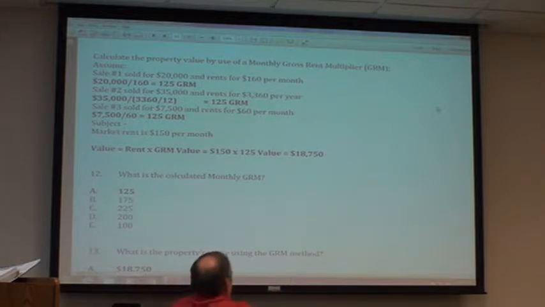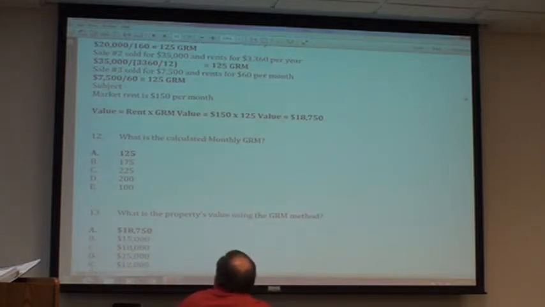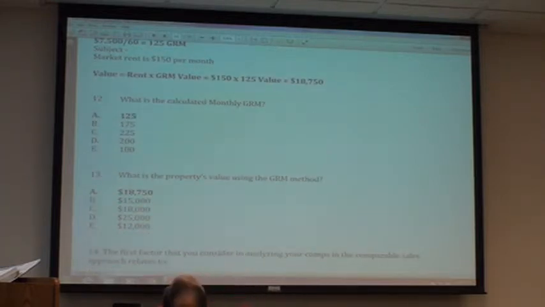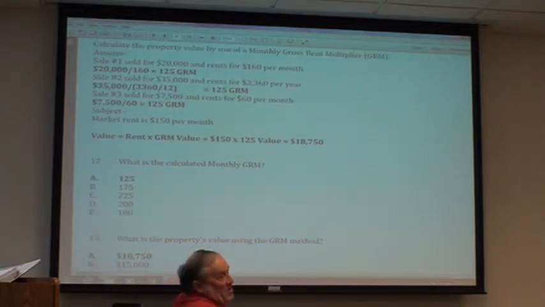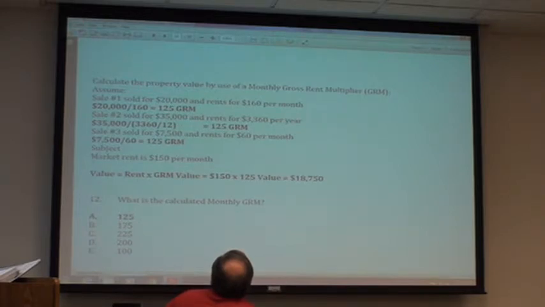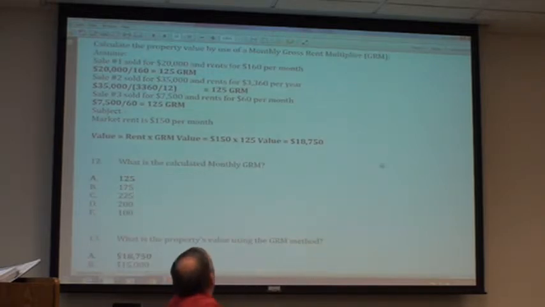So 12. Question number 12 is, what is the calculated monthly GRM? Would be A, 125. So technically you don't really need the market rent? Technically you don't really need the market rent on that one? Well, you used the market rent there to figure out a value, okay? We determined multipliers up here. So coming back to our subject, it rents for $150.